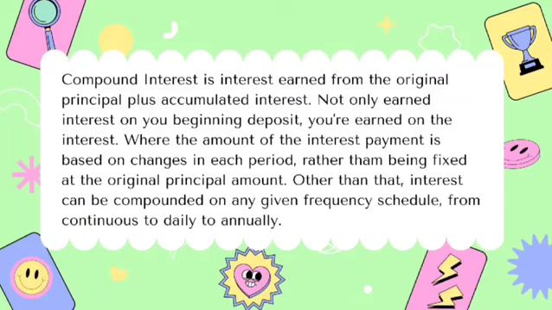Introduction for compound interest. Compound interest is the interest earned from the original principal plus accumulated interest. Not only are you earning interest on your beginning deposit, you are earning on the interest too, where the amount of the interest payment is based on change in each period, rather than being fixed at the original principal amount. Other than that, interest can be compounded on any given frequency schedule, from continuous to daily to annually.